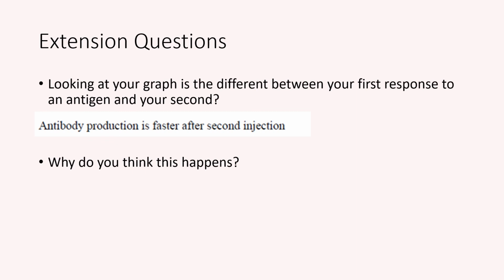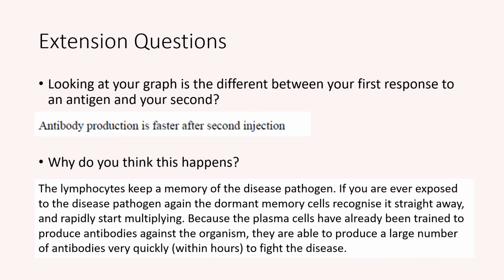And why do you think this happens? Well, you should know from second year that lymphocytes keep memory of the disease pathogen. So if you are ever exposed to the disease pathogen again, the dormant memory cells recognize it straight away and rapidly start multiplying. Because the plasma cells have already been trained to produce antibodies against the organism, they are able to produce a large number of antibodies very quickly within hours to fight the disease. And this is the principles of how vaccines work. Well done if you managed to get that all correct.